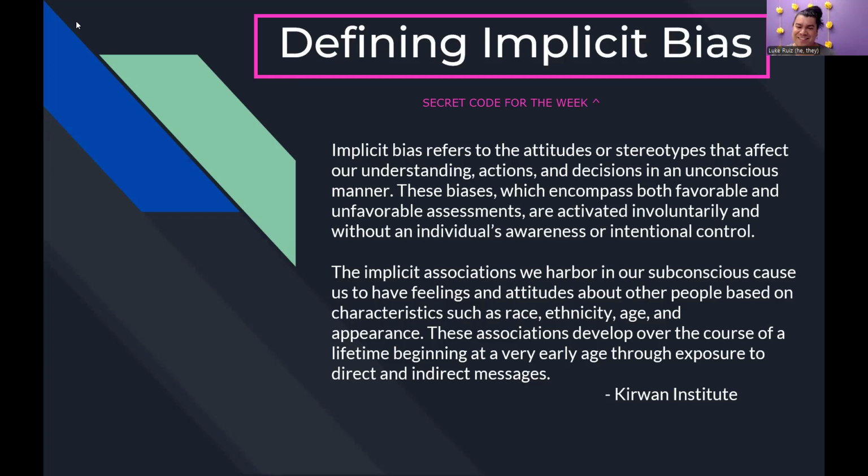So yeah, race, ethnicity, age, appearance, there's all different types of associations we've been wired to think about. Some of them are in our brains internally, and they come out in very different ways. So this is the definition I work off of from the Kirwan Institute. Hopefully, you've had a chance to read through that as I've talked a little bit more about word association and how that has been connected to implicit bias.